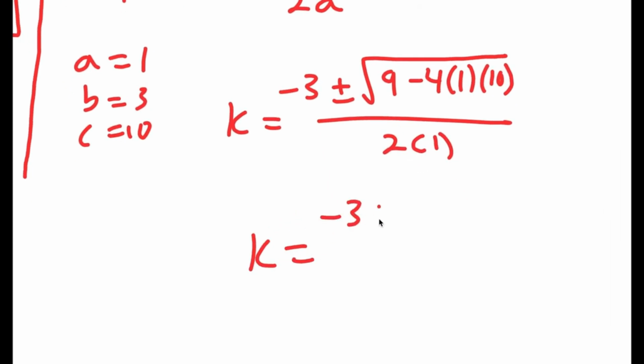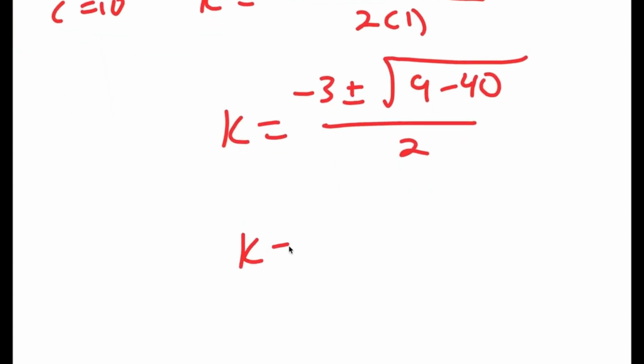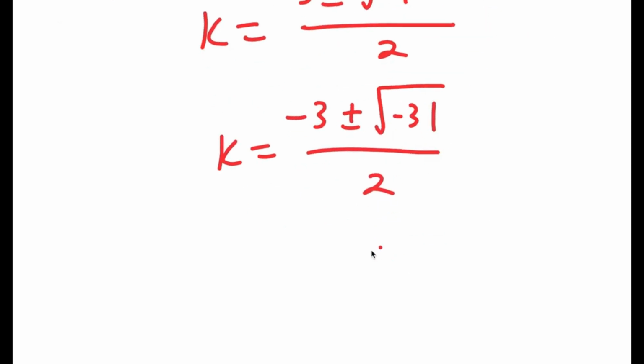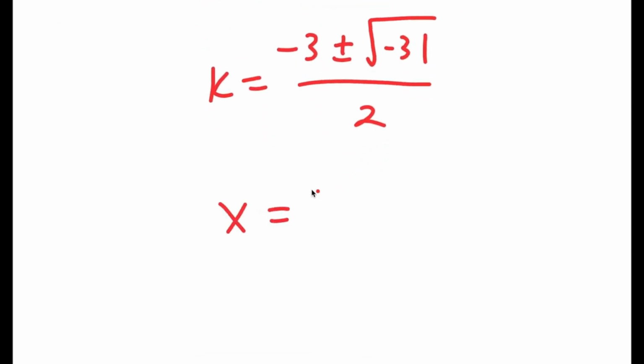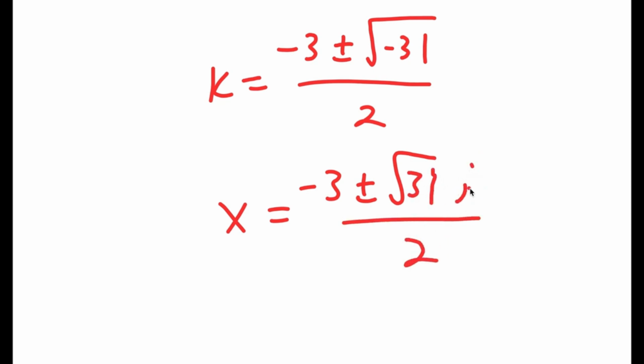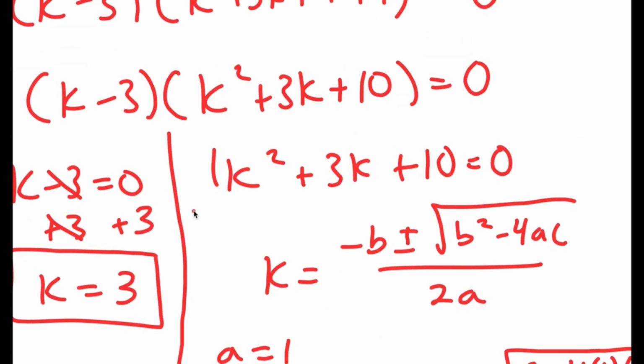So now this is equal to negative 3 plus or minus the square root of 9 minus 40 over 2, which is equal to negative 3 plus or minus the square root of negative 31 over 2. And I can rewrite this as negative 3 plus or minus the square root of 31i over 2, because i is equal to the square root of negative 1. So this is 2 more solutions of k. So these are my 3 solutions.